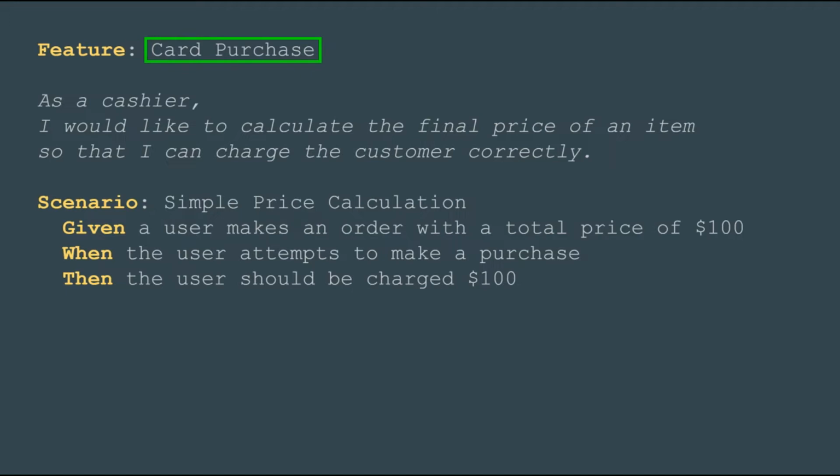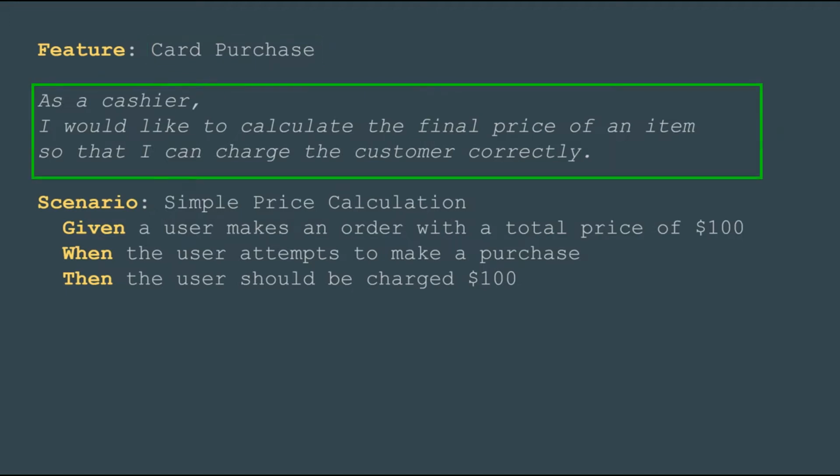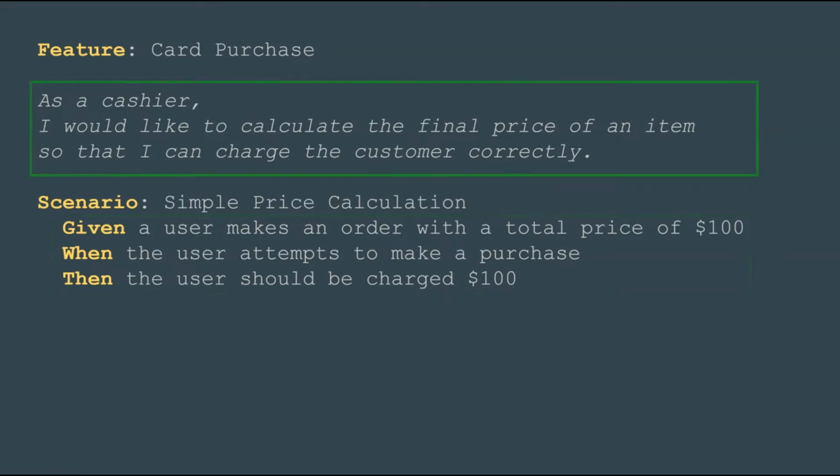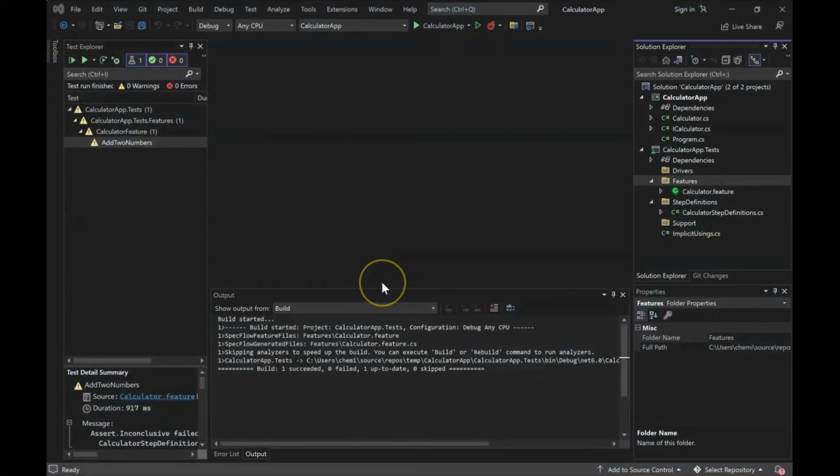I have the feature name at the top, a brief description of the user story next, and then a given, when, and then. Note that I'm not limited to text in the description section. I could also use the Markdown language to add images and additional formatting if needed. Now let us implement this feature in Visual Studio.